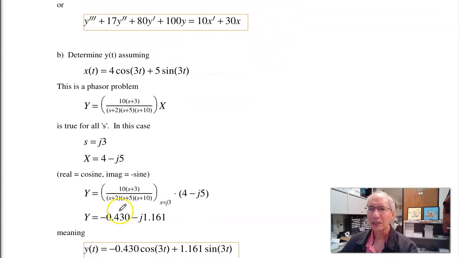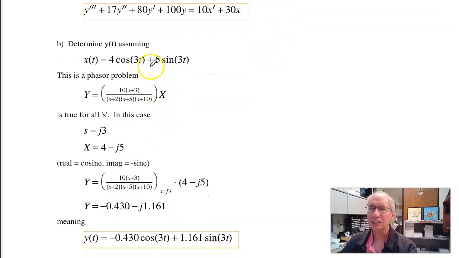Part B. Suppose x is a sine wave. Solve for y. This is actually a phasor problem. This is true for all s. All I care about is what's the gain at s equals j3, the frequency of the input. In phasor notation, the input is 4 minus j5. The real part is cosine, minus j is sine.